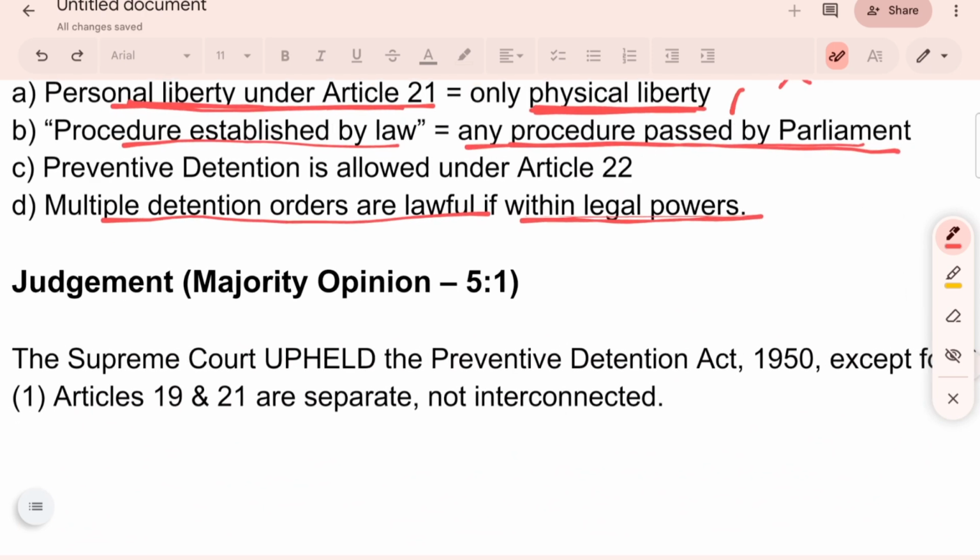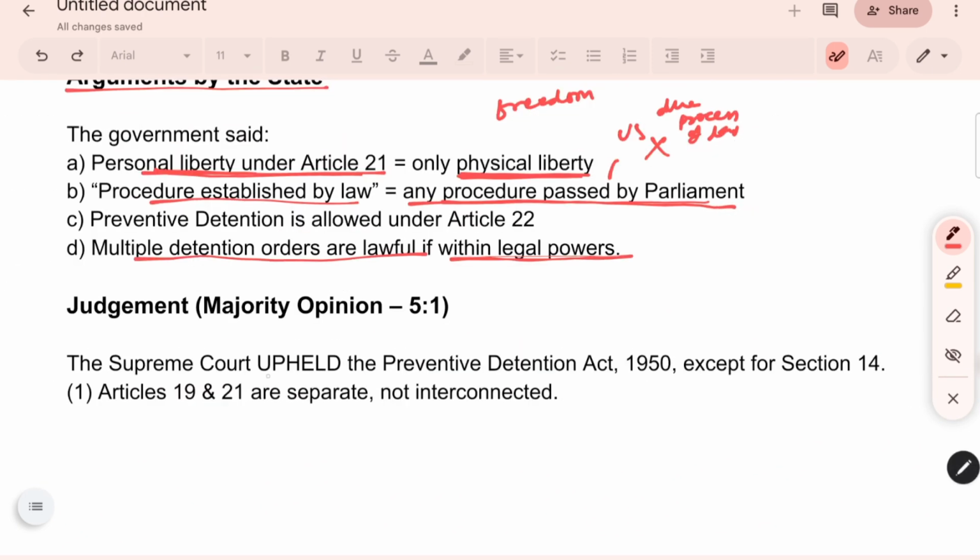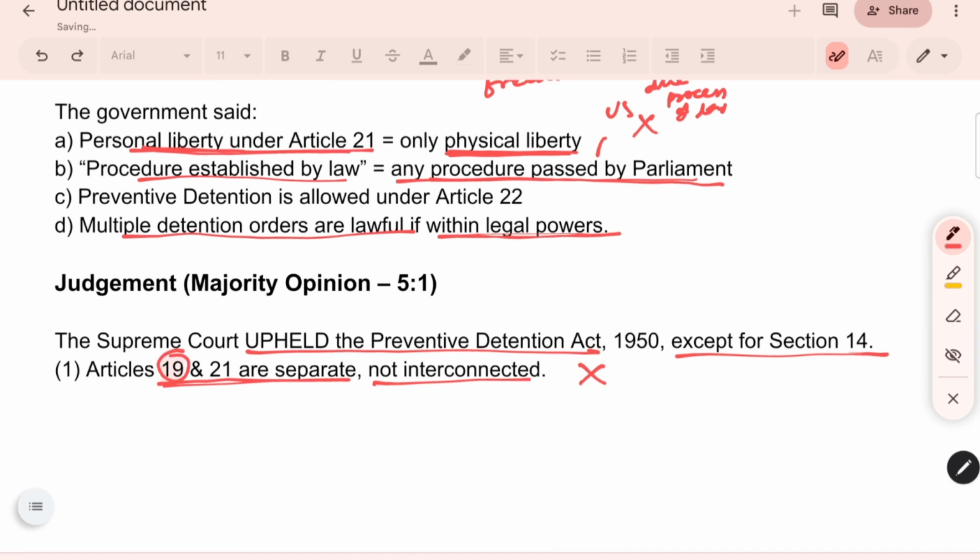Judgment came. The judgment was a majority opinion of 5:1. The Supreme Court upheld the Preventive Detention Act except for Section 14. Articles 19 and 21 are separate. They should not be interconnected and should not be read together. They are separate in nature. Article 19 only applies to free citizens. Once a person is detained, Article 19 will not apply to that person.